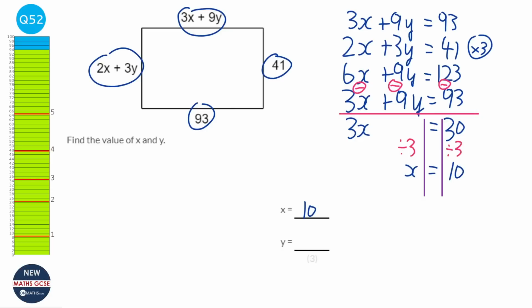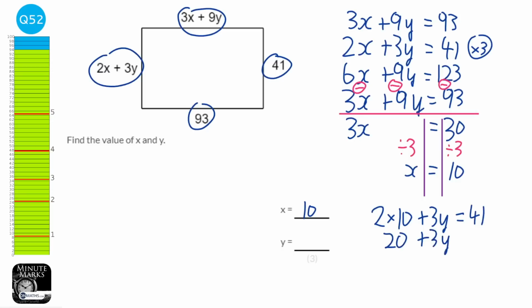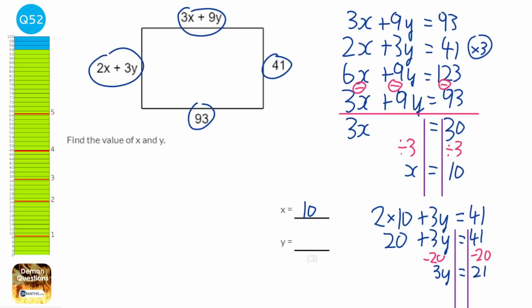So what I'm going to do is pick one of the equations. I can pick the 2x plus 3y equals 41, and just substitute the value of x in. So 2 times, instead of x, it's times 10, plus 3y equals 41. So it would be 20 plus 3y equals 41. Get my solving lines in. And we're going to take away 20 both sides. So we've got 3y equals 21, and then we're going to divide by 3 both sides. So y equals 7.